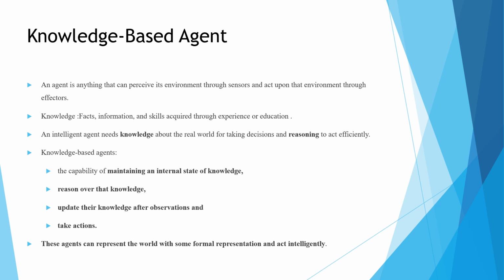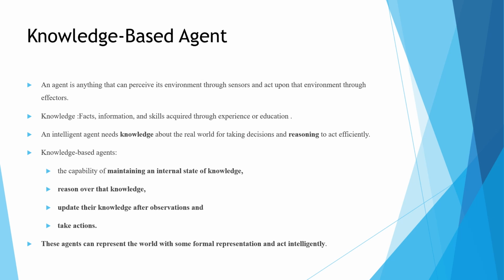Before starting the topic, we should remember what an agent and knowledge are. First, we are going to see agent. An agent is anything that can perceive its environment through sensors and act upon that environment through effectors. Next, knowledge. Knowledge is any fact, information, and skills acquired through experience or education.